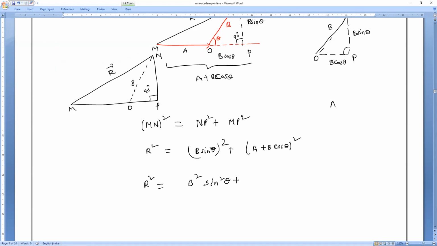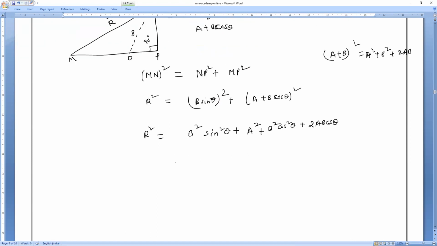Tell me, A plus B whole square, what is the formula? A square plus B square plus 2AB. In the same way, what will happen here? A square plus B square cos square theta plus 2AB cos theta. Right or wrong?